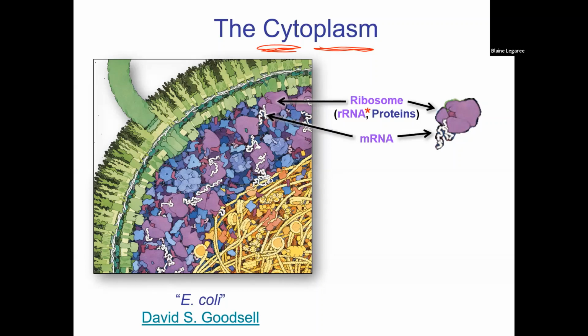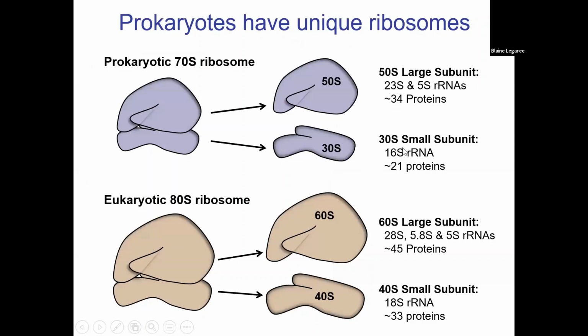So these big purple things, these are ribosomes. Ribosomes are, of course, made of RNA and proteins. And you can see this messenger RNA is being made by the ribosome. So let's talk about ribosomes. I'll come back to that picture in a minute. So ribosomes are where translation takes place. Translation is protein synthesis. I'm going to make a note on the ribosome in a minute.